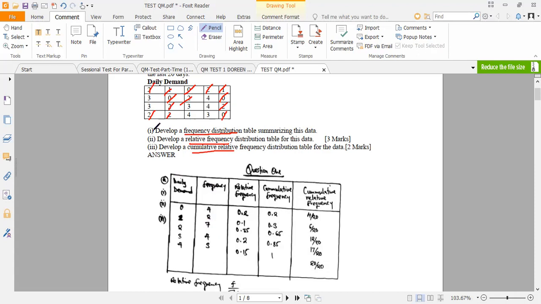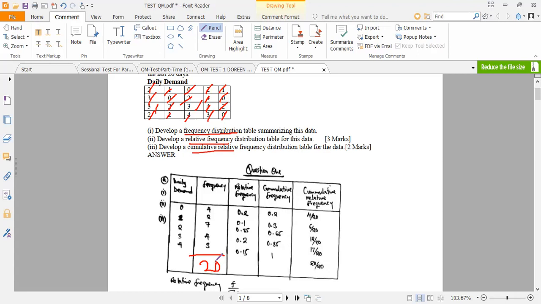Then we go to the threes. How many are they? 1, 2, 3, 4. And finally the fours. 1, 2, 3. The total here must add up to 20. Are we together so far? Yes.